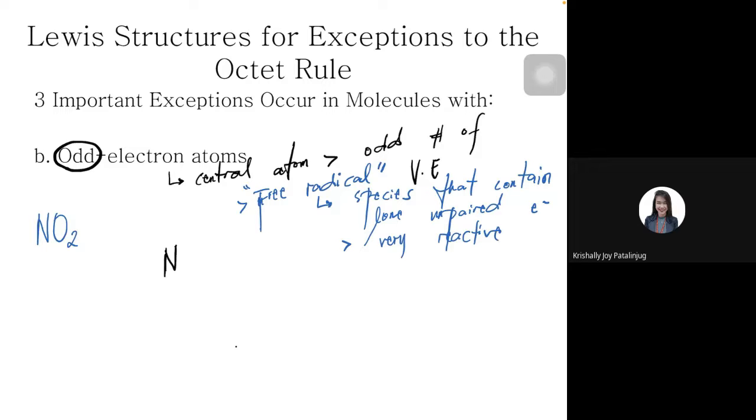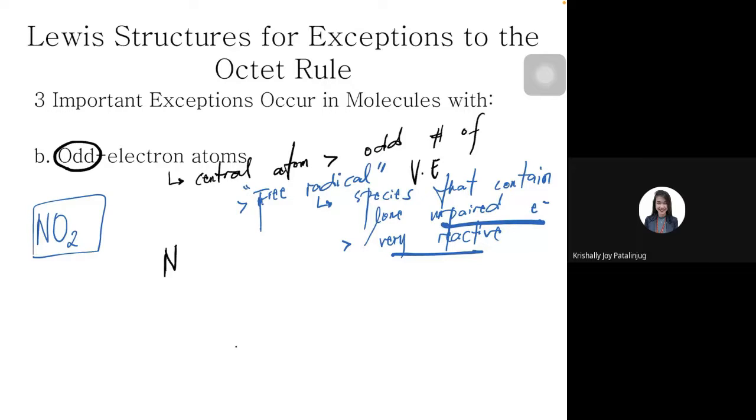They are very reactive in nature. Why are they very reactive? Common sense, they have no partner. For them to attain a stable state, they need to react with another entity, with another species, to attain a stable state. That's why in nature, a free radical species, which has an unpaired electron, is very reactive. So let's have an example of a molecule having an odd electron atom.